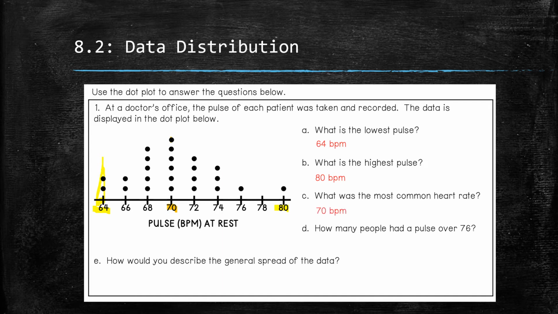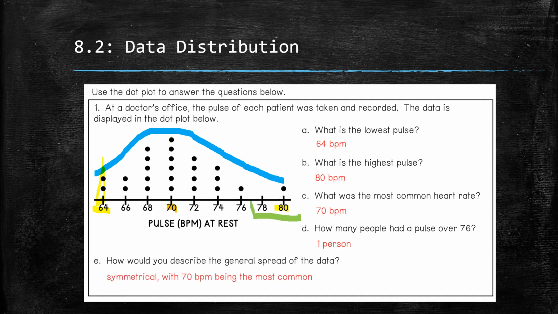How many people have a pulse of over 76? So I'm not including 76, I'm looking for over 76. And I only have one dot, so therefore that represents one person. How would I describe the general spread of my data? Well, if I were to draw a line over there, it's somewhat symmetrical. And I have a spread between 64 and 80 with a common heart rate or beats per minute of 70.